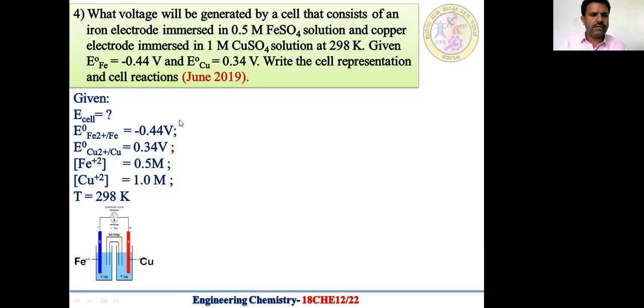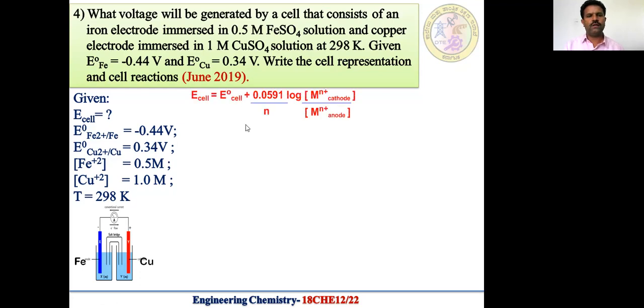Let's write the given values. Here the EMF of the cell is to be calculated. The given values: the standard electrode potential of iron equals minus 0.44 volt, standard electrode potential of copper is equal to 0.34 volt, concentration of ferrous sulfate is 0.5 molar, concentration of copper sulfate is 1.0 molar, and the temperature is 298 Kelvin.